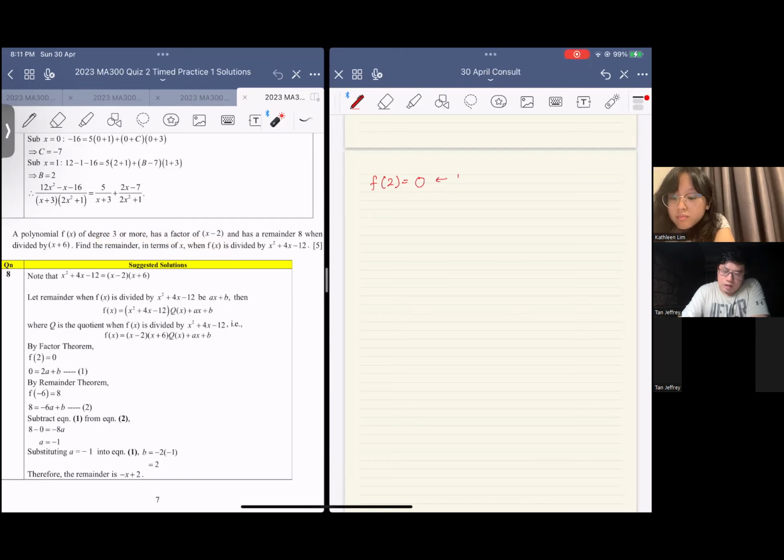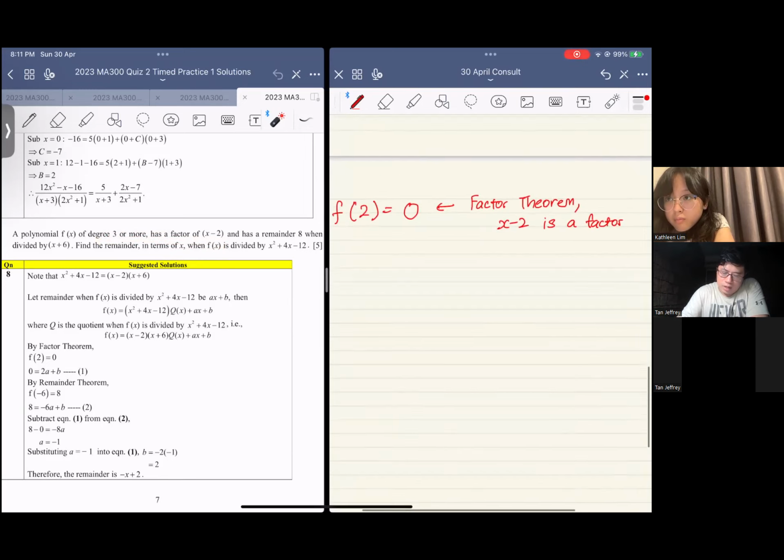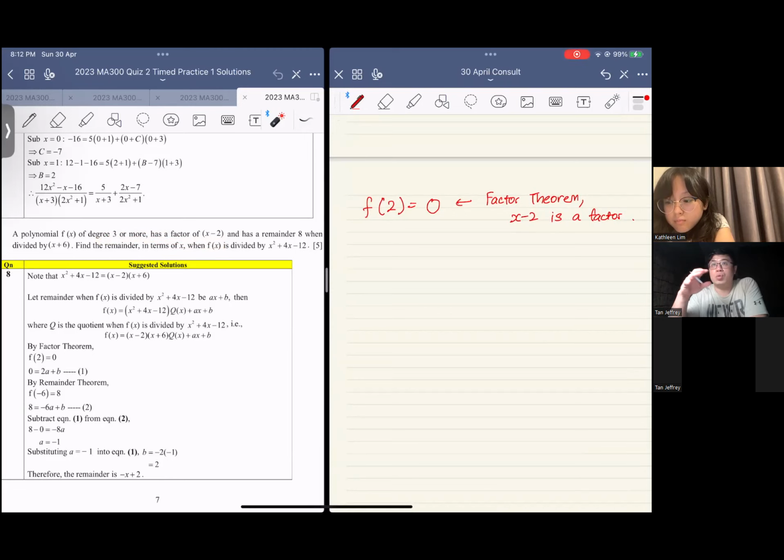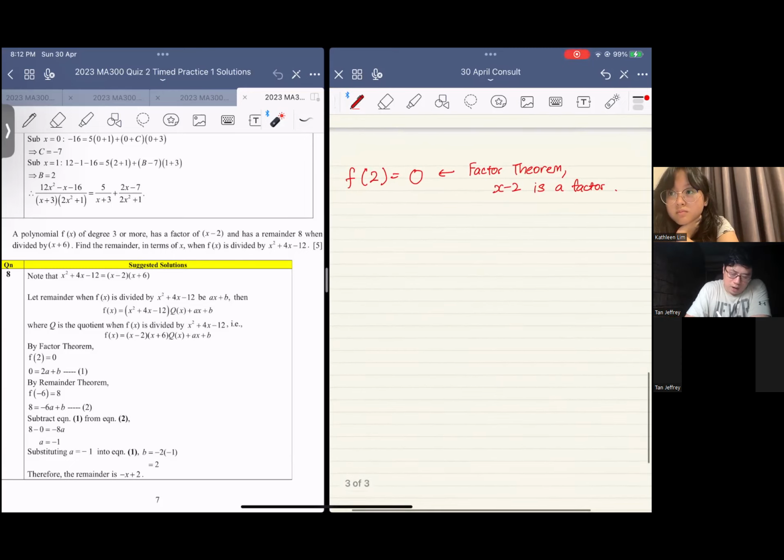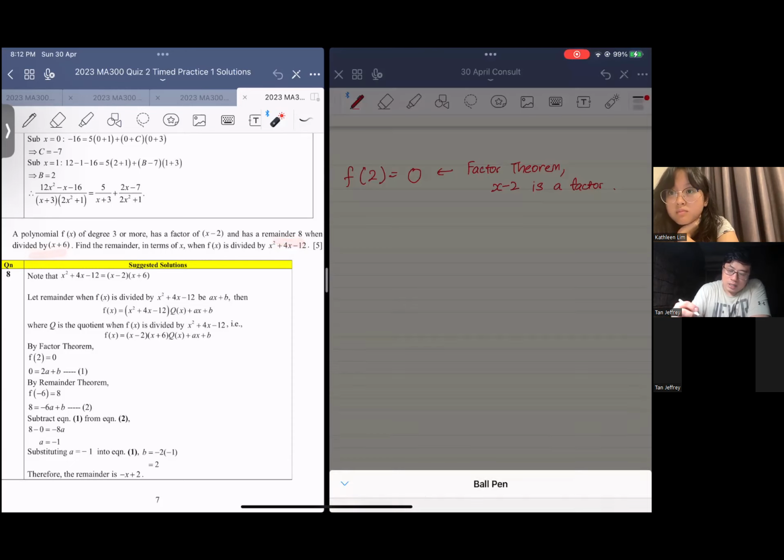By factor theorem, it says that it is a factor. If x minus 2 is a factor, then if I substitute 2 in, it is supposed to give me 0. There is no remainder. So that's the algebraic meaning of it. You need to convert it into a currency that you can use. Then when I divide by x plus 6, the remainder is 8. What does it mean?